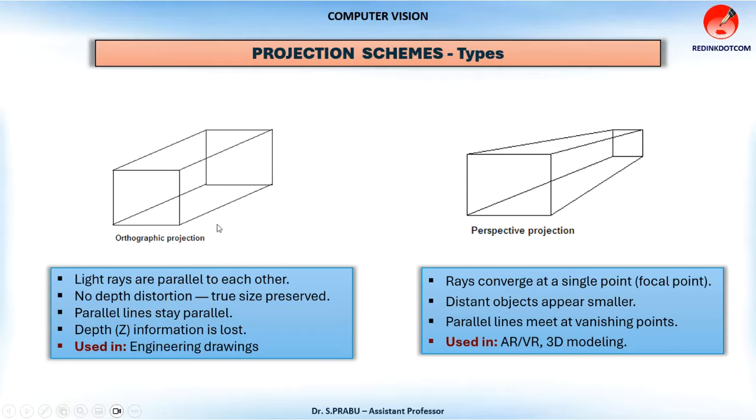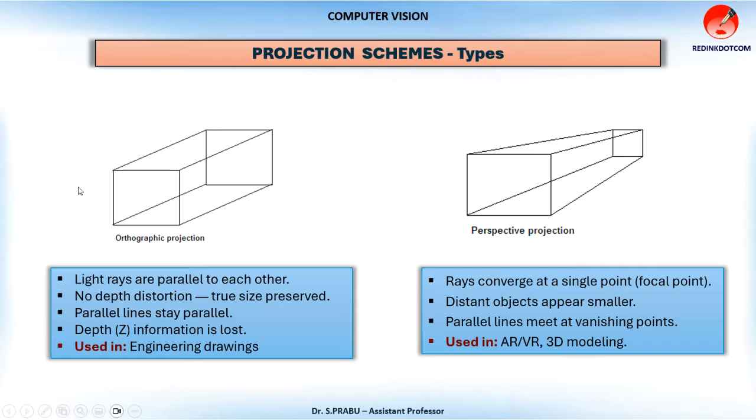In orthographic projection, all light rays are parallel, so there is no depth effect. It is simple and accurate for technical drawings where depth does not matter. But in perspective projection, rays meet at a single point. This is how cameras and our eyes work. Distant objects look smaller, which gives a realistic depth feeling.